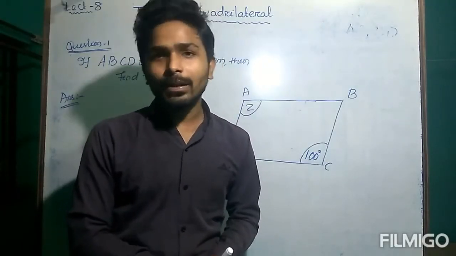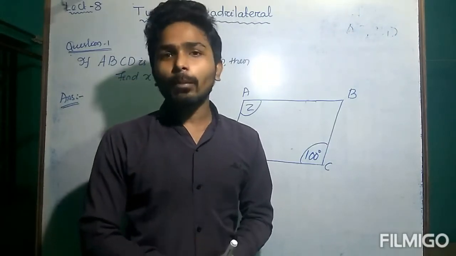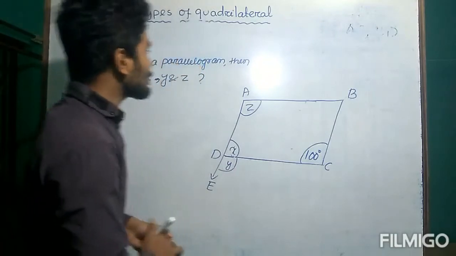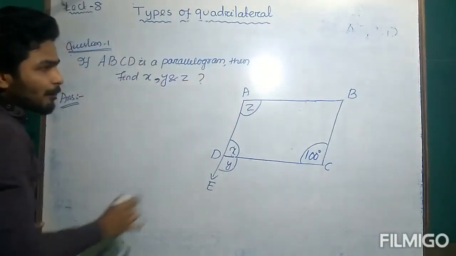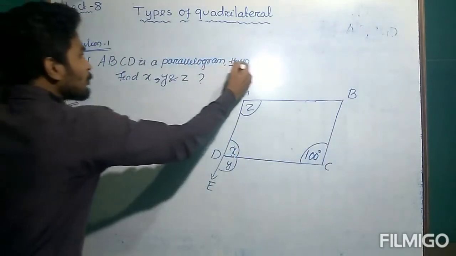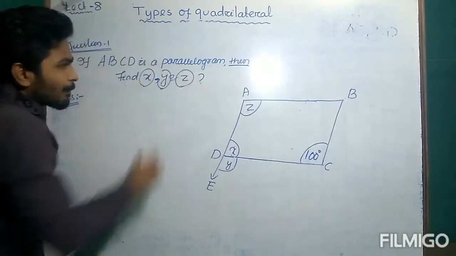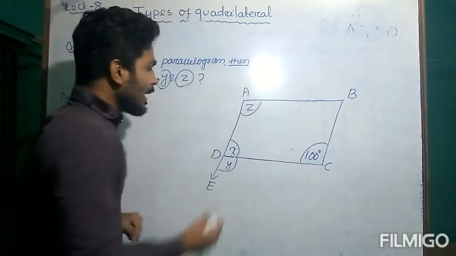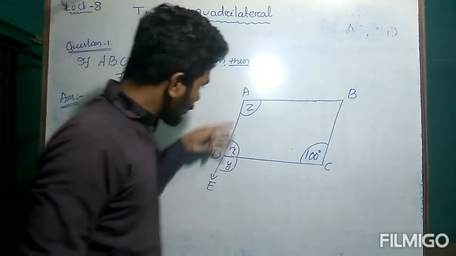So now we know the three most important properties of parallelogram as well as three optional properties of parallelogram. Now based on that concept we will do some problems. Okay, so let's start the first question. The first question is: ABCD is a parallelogram. Then you have to find the value of x, y and z. Here in this parallelogram x, y and z are three angles. Now we have to find these values.